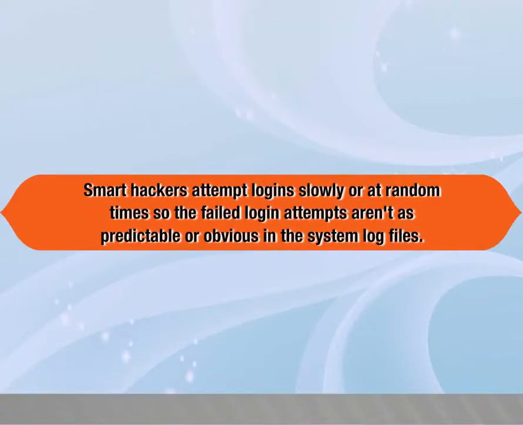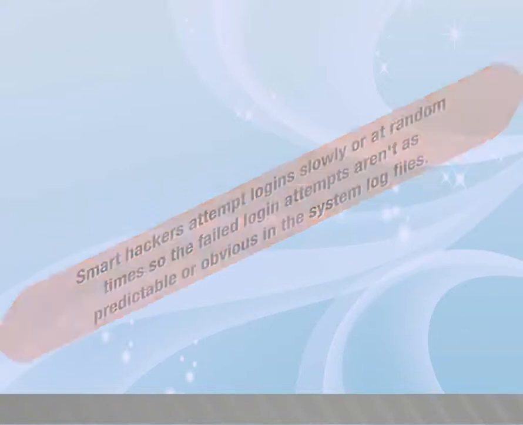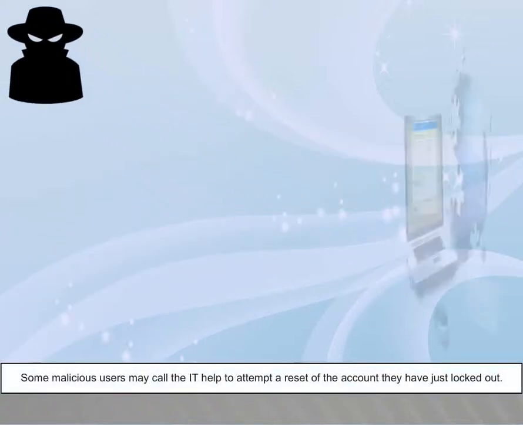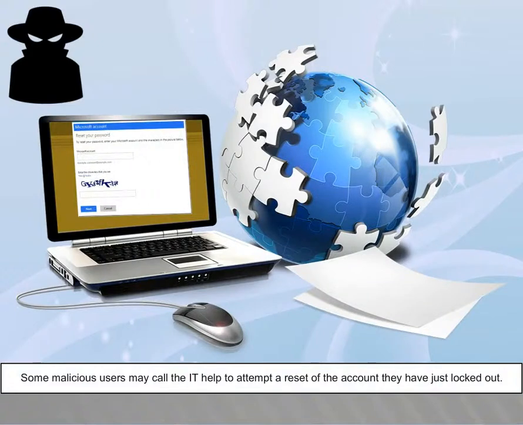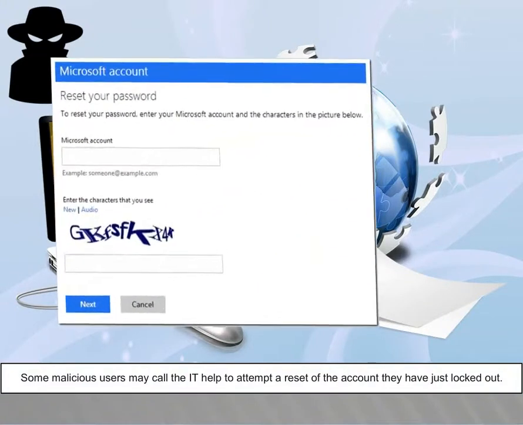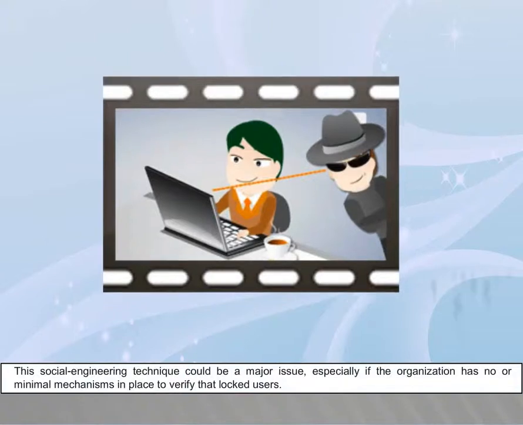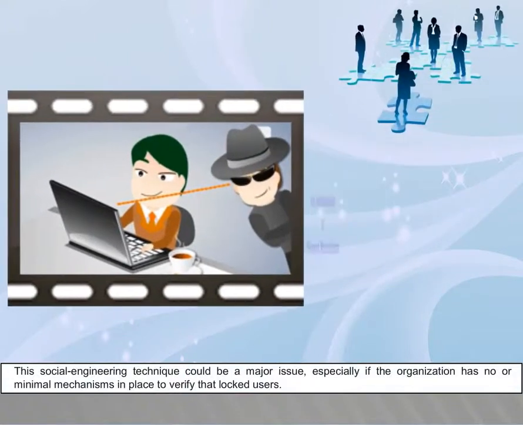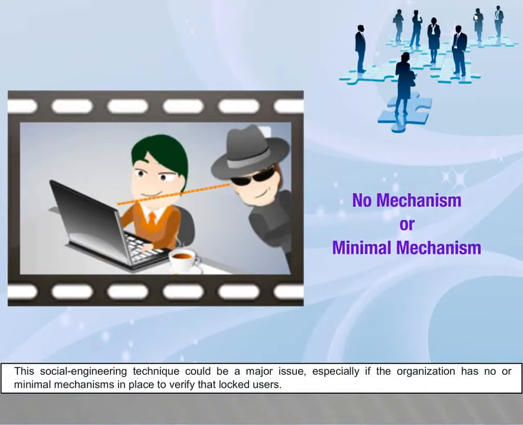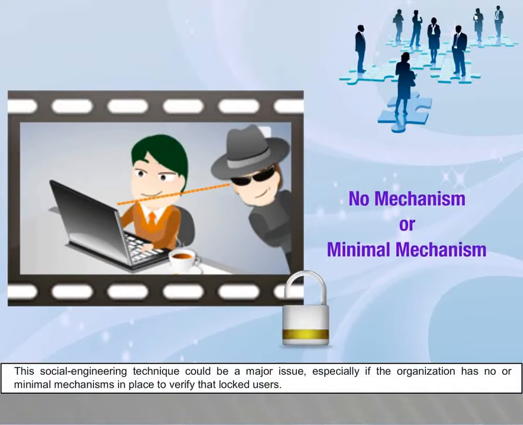Smart hackers attempt login slowly or at random times, so the failed login attempts are not as predictable or obvious in the system log files. Some malicious users may call the IT help desk to attempt a reset of the account they have just logged out. This social engineering technique could be a major issue, especially if the organization has no or minimal mechanisms in place to verify the logged users.